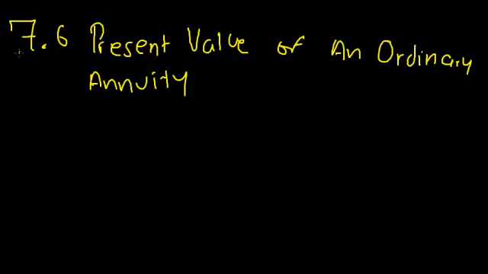Alright, so we're going to start 7.6. This is the last and final unit. It's the present value of an ordinary annuity. So the money you invest right now to earn a certain amount of money in the future.